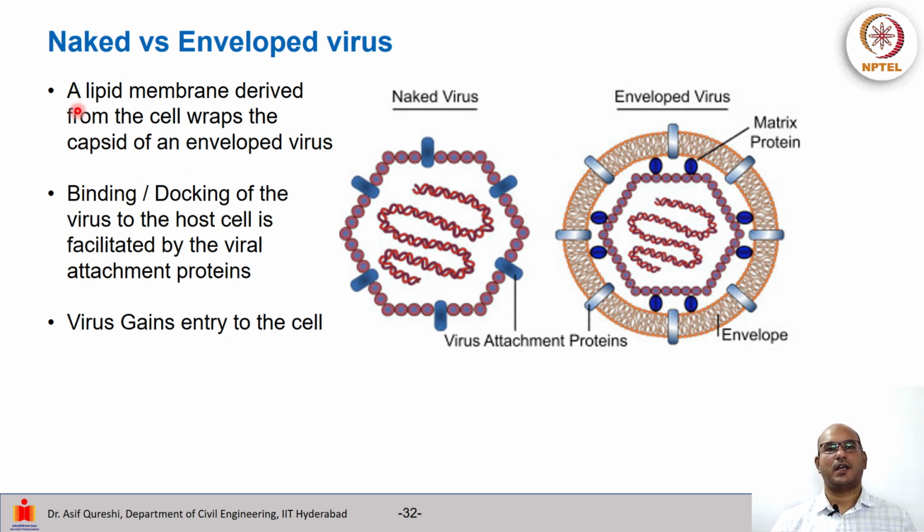When we have the enveloped virus, the lipid membrane derived from the cell wraps the capsid of an enveloped virus. So this is the envelope now. This was our capsid, and this is the lipid membrane derived from the cell which has wrapped it.